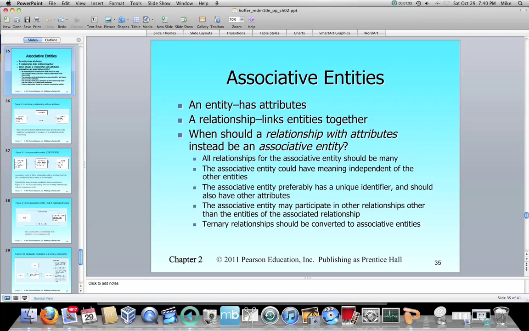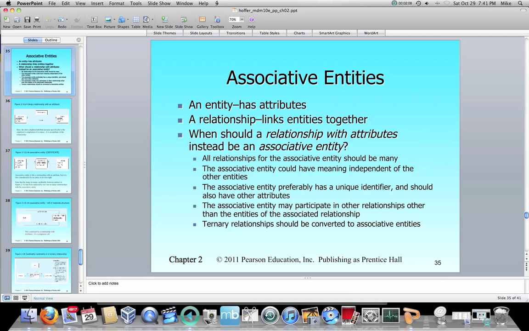The associative entity may participate in other relationships other than the entities and the associated relationship. And a ternary relationship should also be converted to an associative entity. That means one of the three entities associated with that relationship should be converted into an associative entity somehow, some way.